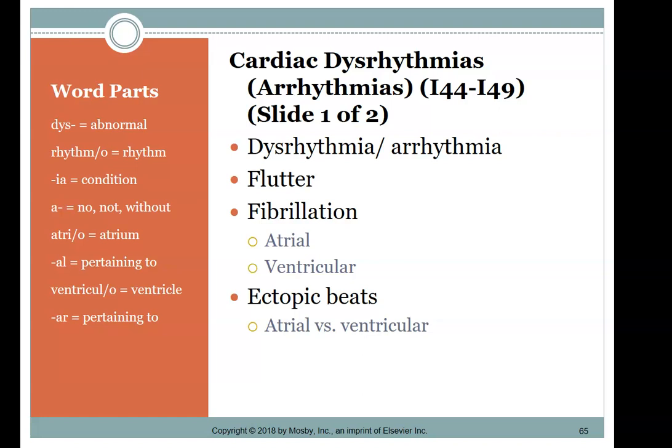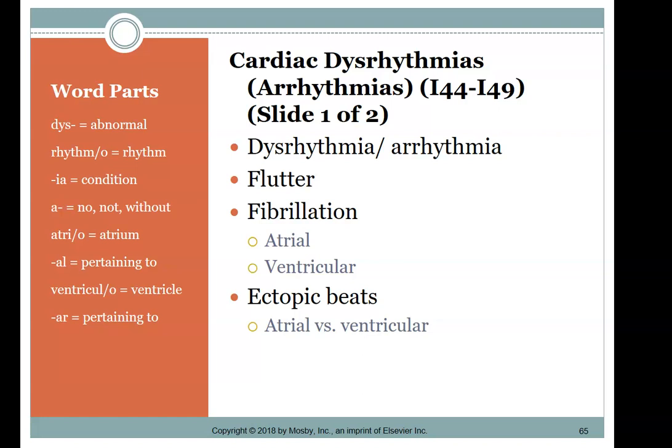Ectopic beats are heartbeats that occur outside of a normal rhythm. Atrial ectopic beats are the irregular contractions of the atria. These are also termed premature atrial contractions, also known as a PAC. Then your ventricular ectopic beats are irregular contractions of the ventricles. These are also called premature ventricular contractions, also known as a PVC. These are not always considered pathologic.